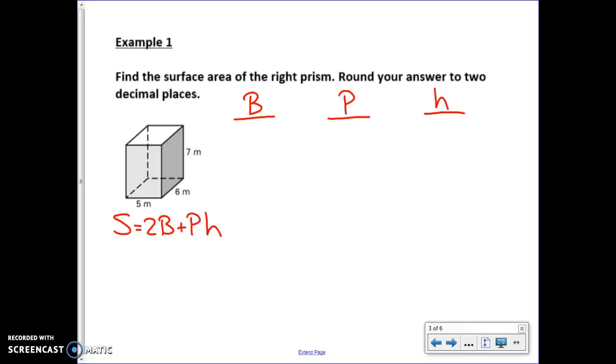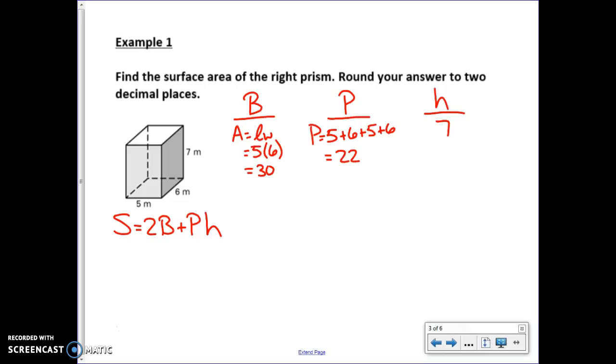So the base is the bottom here, we said. It's a rectangle, so I'm going to use length times width, or base times height works too. The length would be 5 times 6, so I get 30. Now the perimeter of the base then is 5 plus 6 plus 5 plus 6. So I get 22. Now the height of the figure is 7. It's the number we haven't used yet.